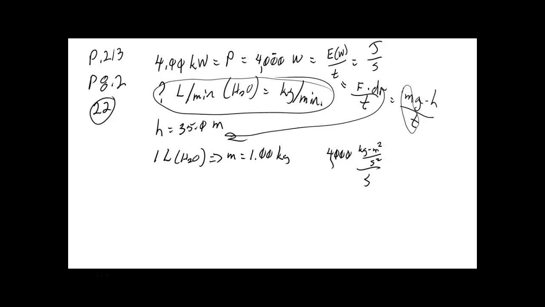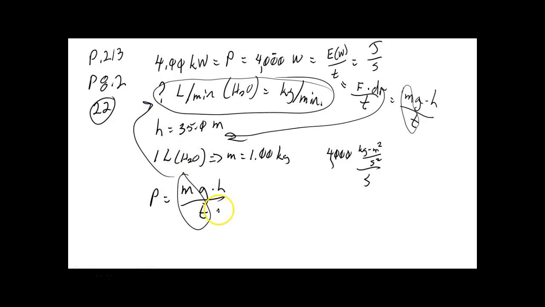Now actually, time out. Let's go back to this formula. I should have done this first. Power is equal to, back to what we have here, mass times acceleration due to gravity times height divided by time. We're looking for mass per time. That's what the question is.